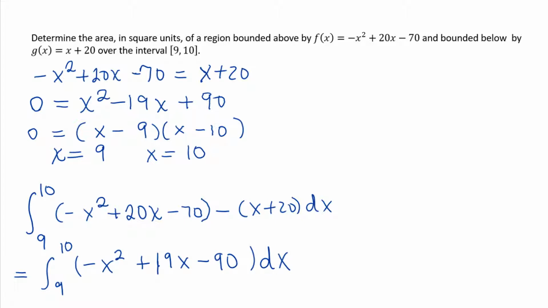Now let's integrate. The integral of negative x squared, remember you add 1 to the power, so it would be x cubed, and also divide by that same number. For the second term, we've got 19, and the x integrated would be x squared divided by 2, and the integral of the constant 90 would just be 90x, and we're going to evaluate that expression from 9 to 10.